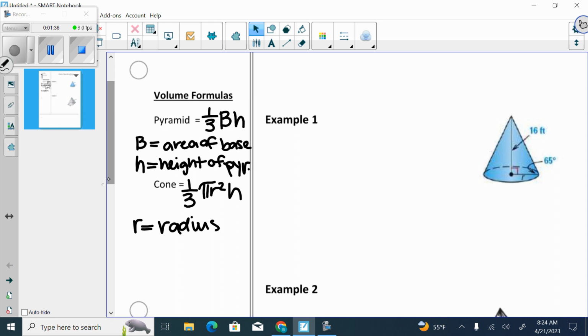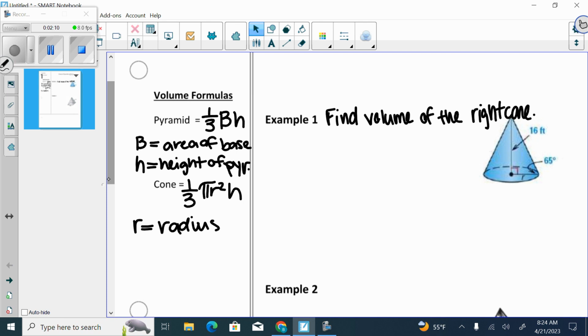Let's look at some examples over here. So on number 1, they give us this picture over here. We are going to find the volume of this cone. And we do know, because they marked this right angle here, that this is what we call a right cone or a regular cone because of that 90-degree angle. We know that's truly the height, right? It's not slanted like an oblique would have been.